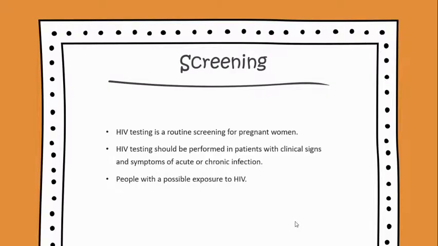The different types of screening: HIV testing is a routine screening for pregnant women. HIV testing should be performed in patients with clinical signs and symptoms of acute or chronic infection. And lastly, screening is necessary for people with a possible exposure to HIV.